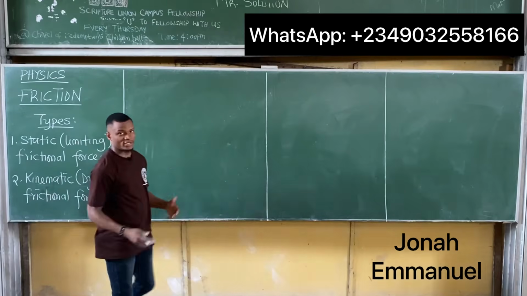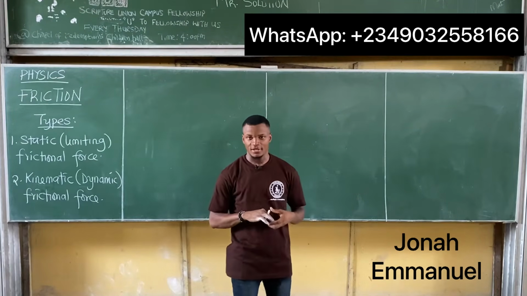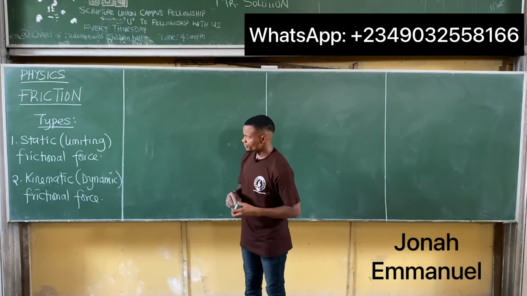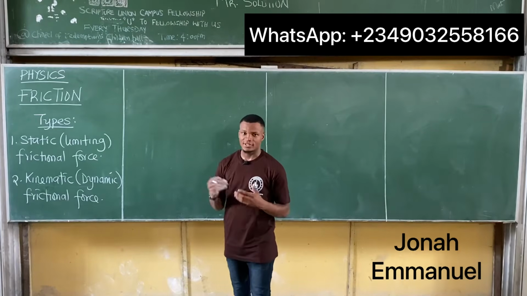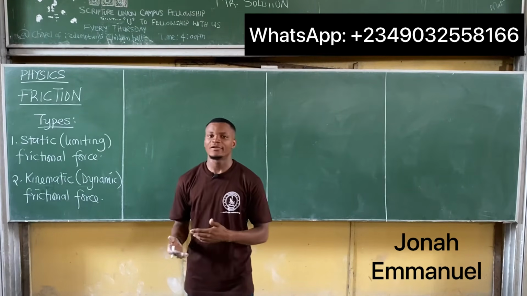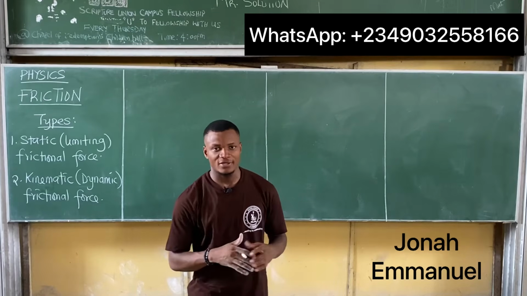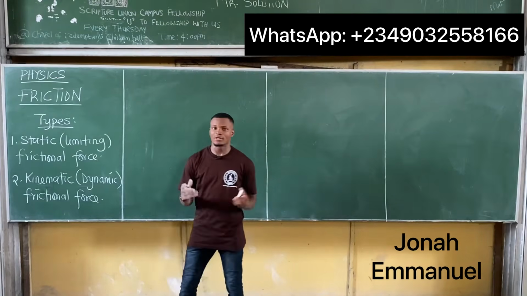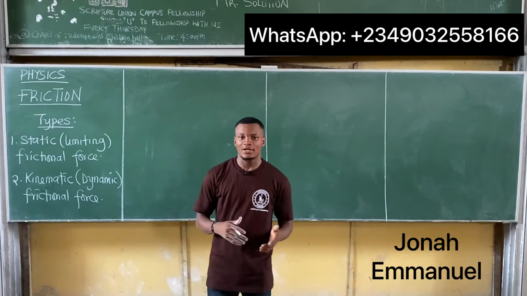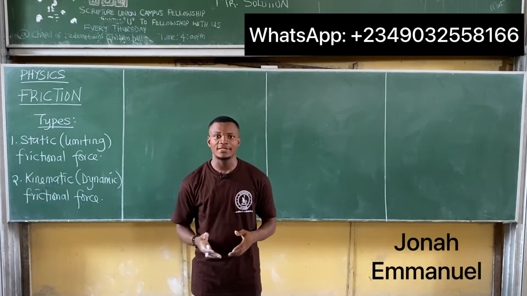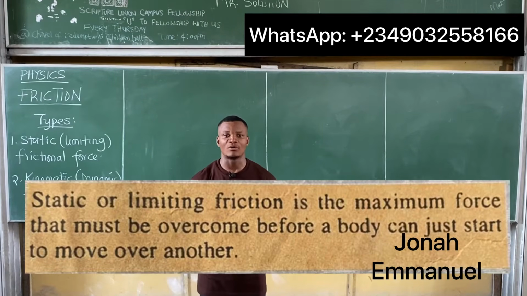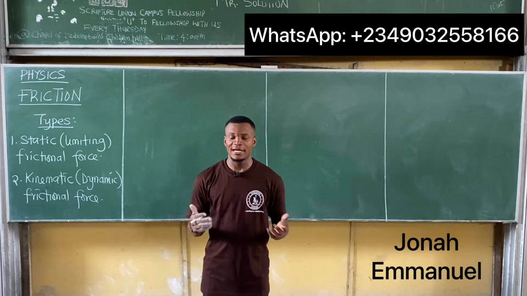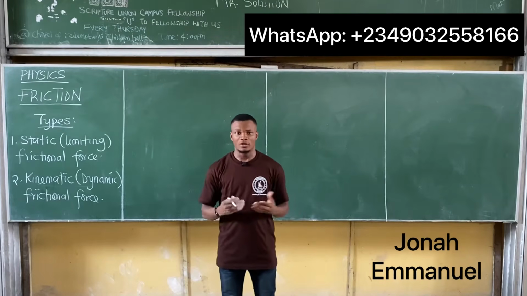Alright, so let's consider these two frictional forces and what they mean. We said there are two types of frictional force: the static, also called limiting frictional force, and the kinematic, also known as dynamic frictional force. What is static or limiting frictional force? Static or limiting frictional force is the maximum force that must be overcome before a body can just start to move over another body. That is static or limiting frictional force.